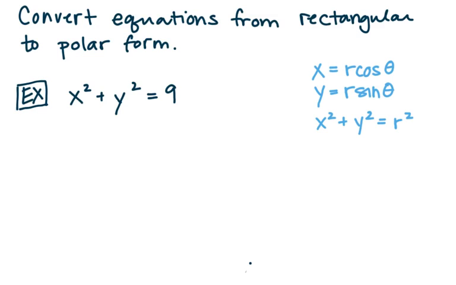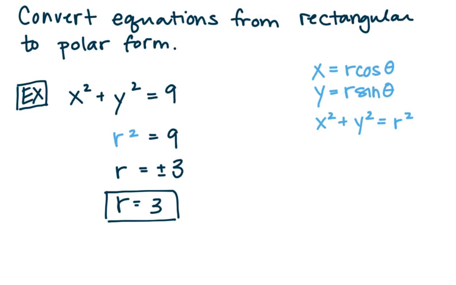Well, x squared plus y squared equals r squared. R squared is equal to 9. And if I want to isolate that r, r is plus or minus the square root of 9, or 3. We can simplify that and just say r equals 3. So you can see my polar equation is much simpler than my rectangular equation. What is r equals 3?